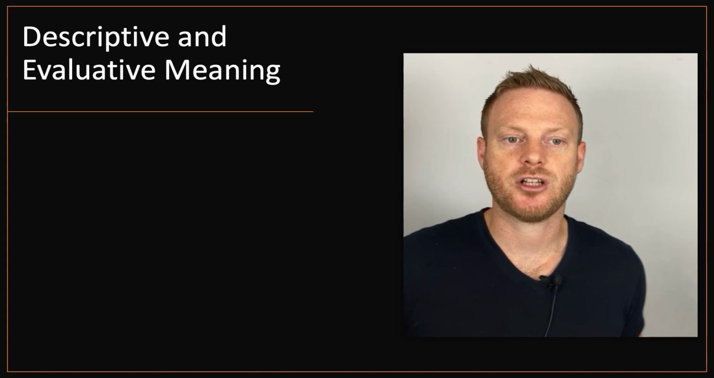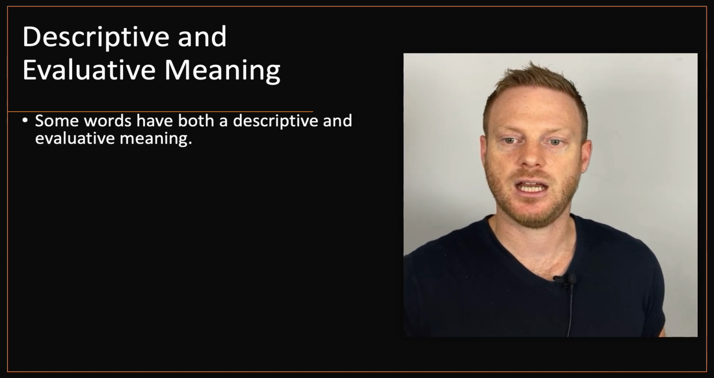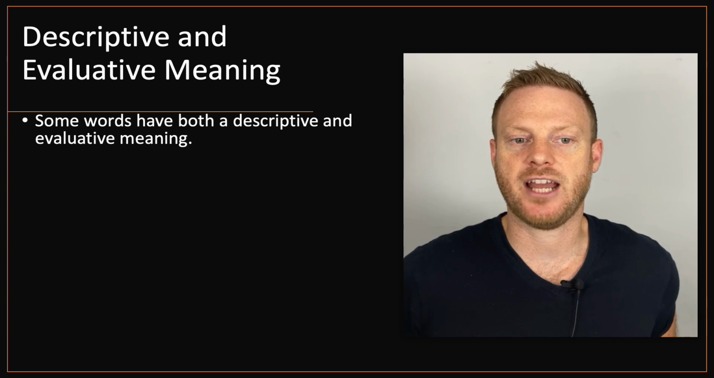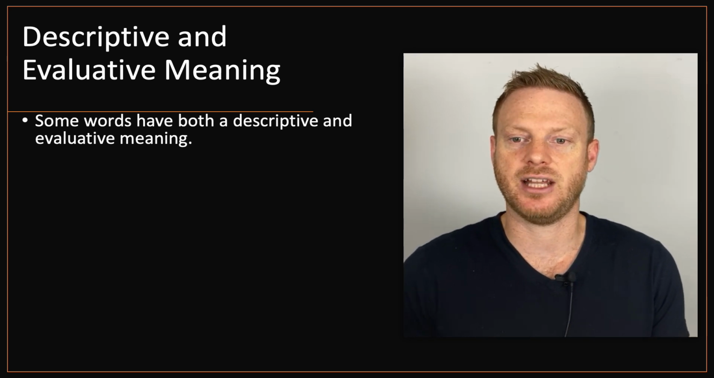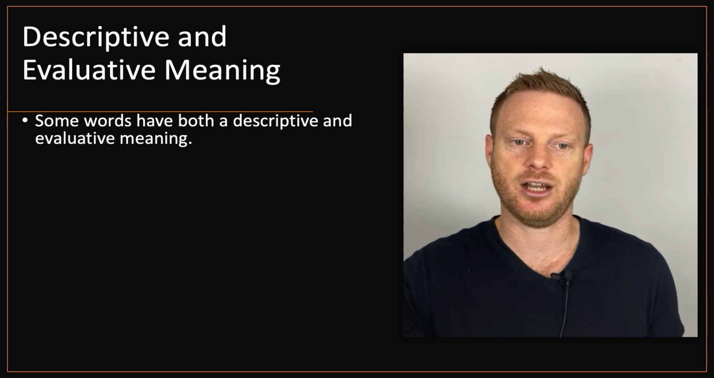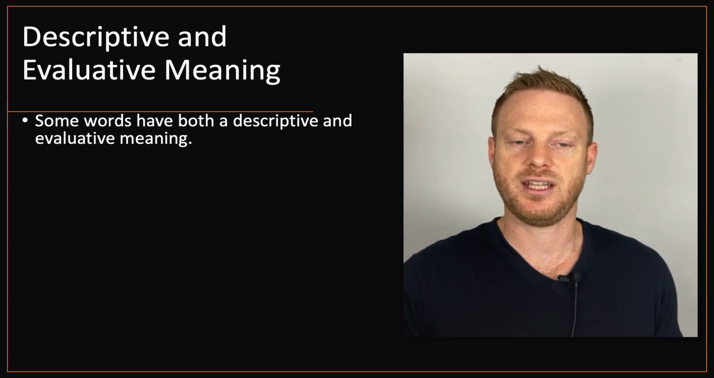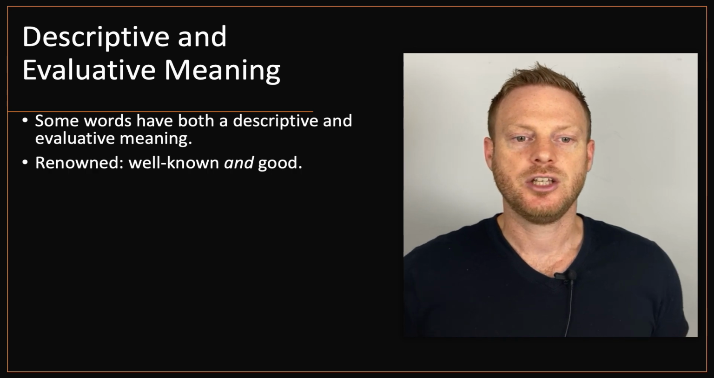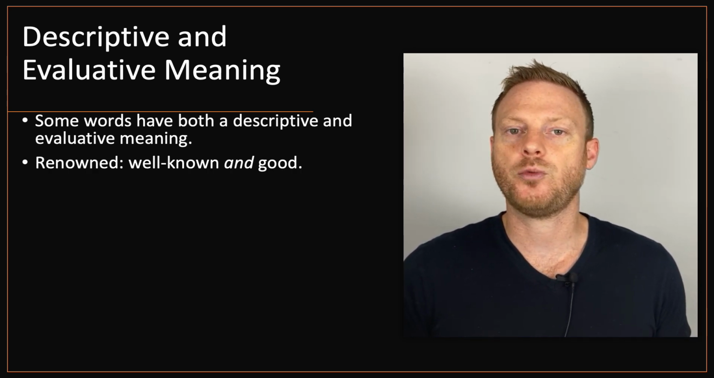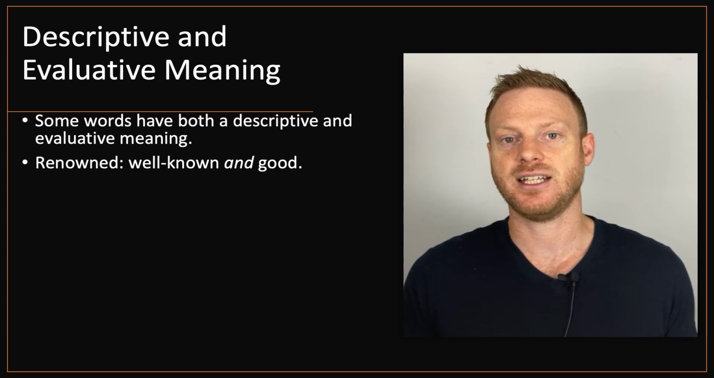Okay, so now I want to talk about description and evaluation and meaning. So some words have both a descriptive and an evaluative meaning. We already talked about this in the last lecture, but we're revisiting it now to sort of piece out and clarify when things are happening at the same time. So the word renowned can mean well known as a description, and it can mean good as an evaluation.